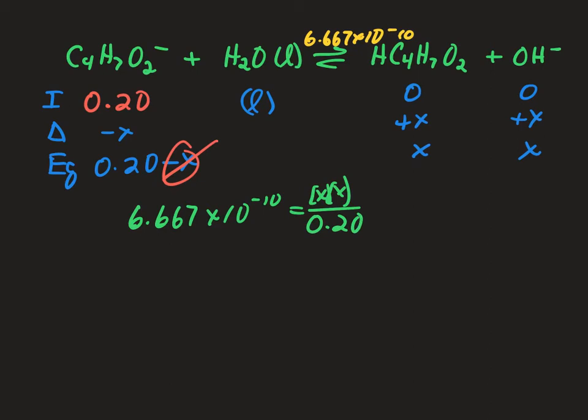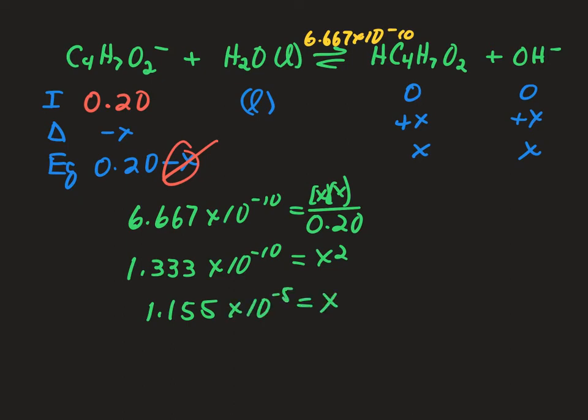And so when we multiply that through, you get 1.333 times 10 to the minus 10 is equal to x squared. And then you get approximately 1.155 times 10 to the minus 5 is equal to x.